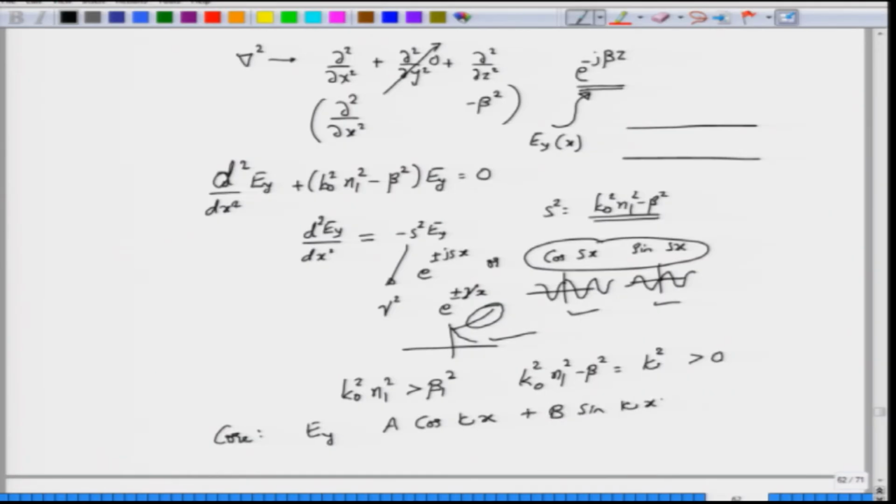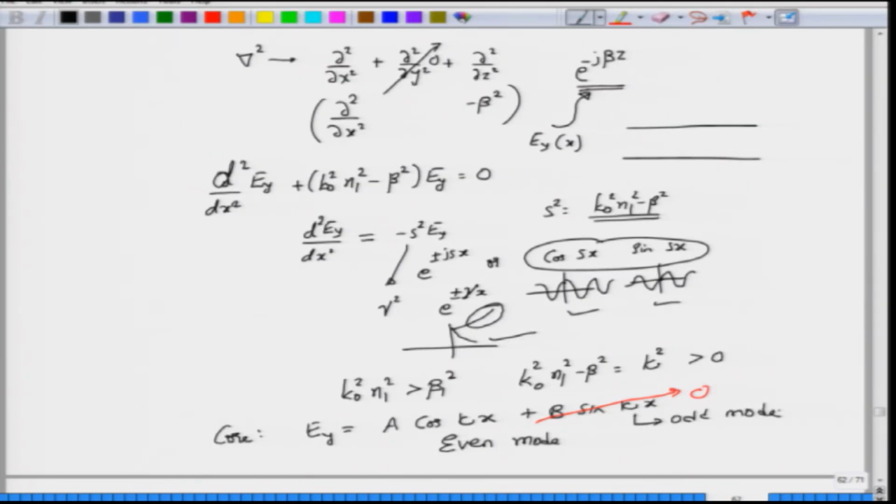We do not know what the A and B constants are, but we are going to make one more simplification. We will assume arbitrarily that B is equal to 0. I am ruling out this solution because only A cos kappa x is also a solution of this equation, with an unknown value of A. If we retain only the cosine type of solutions for Ey as a function of x, these are called even mode solutions, obviously because cosine is an even function, and because I have ruled out the sine function, they are called odd mode solutions.